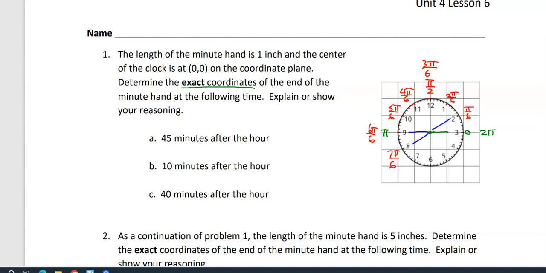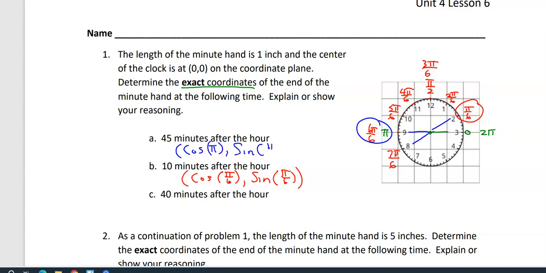So at 10 minutes after, doing pi over 6, the exact coordinate would be the cosine of pi over 6, sine pi over 6. At 45 minutes after, we're looking at, this is the answer right here, which is on the 9. This would be basically pi, so this would be cosine of pi, and then sine of pi.